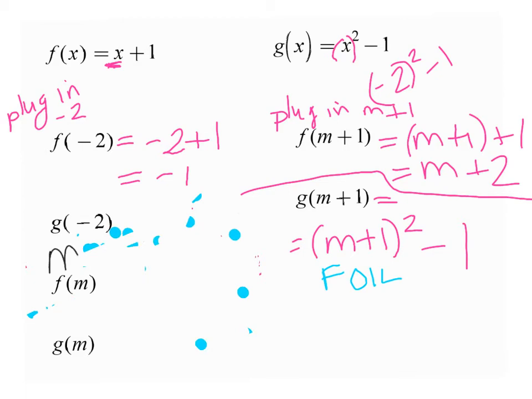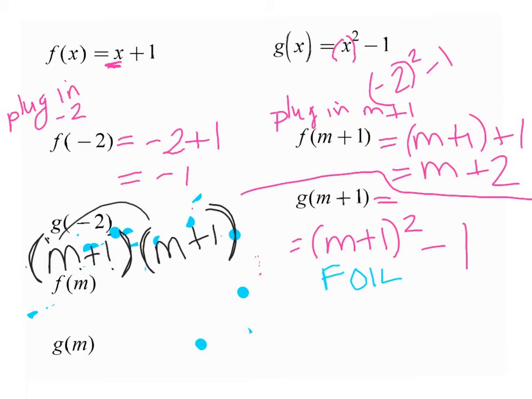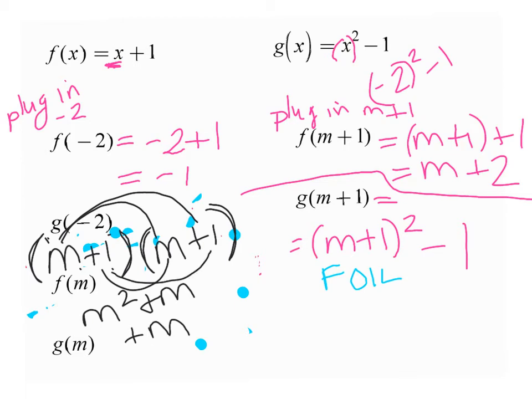Okay, so we're foiling m plus 1. It's like my stylus just quits working. Times m plus 1. So m squared plus m plus m plus 1. So this is what you should get.